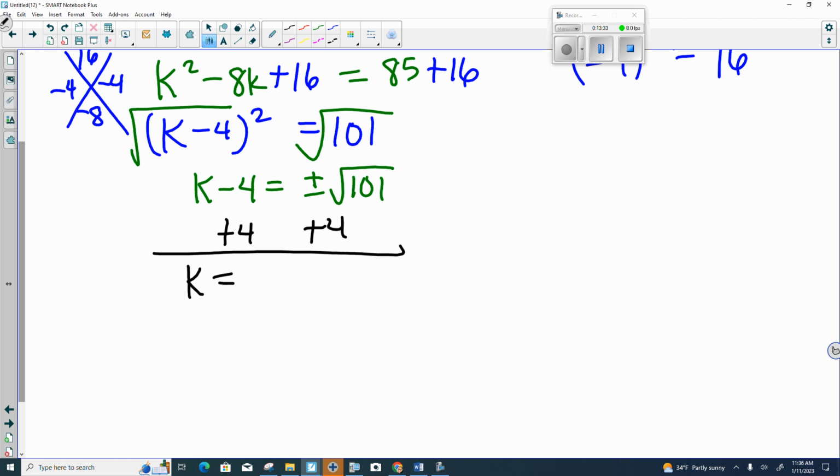The way that we write these is we put the whole number first, which is a 4. Then we put the plus or minus, and then we put the square root of 101. I would try to put it in your calculator. I would check to see if it can factor out. I don't think it can. So if you can't simplify that square root of 101 at all, that's your final answer. We completed the square, so we were able to use square roots to solve.